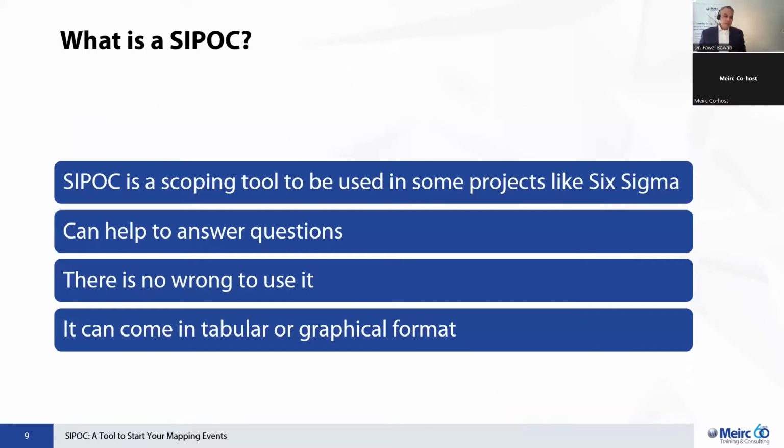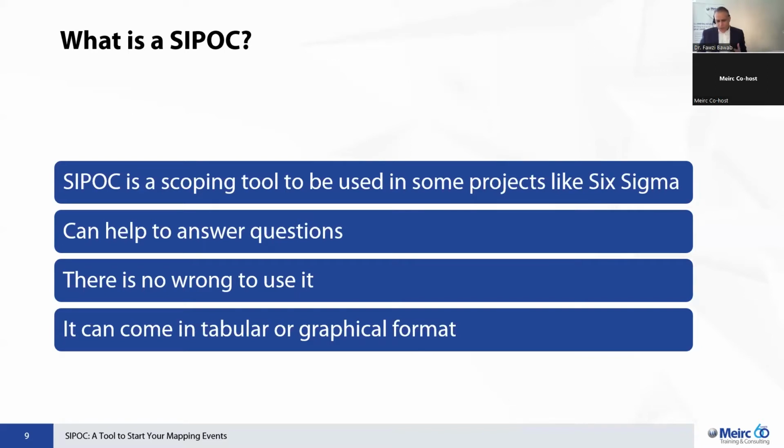And now let's get to the core of the SIPOC. So what is it? It is a scoping tool. It is used in some projects such as the Six Sigma, where at the beginning of the project, we need to build a project charter, and we need basically to identify the components of the projects and the element of the process that we seek to improve. It can help to answer certain questions in terms of what's in, what's out, who is involved in the process, who is receiving the output, who are the stakeholders that should be involved in such a project. So many of these questions can be answered by using this tool.